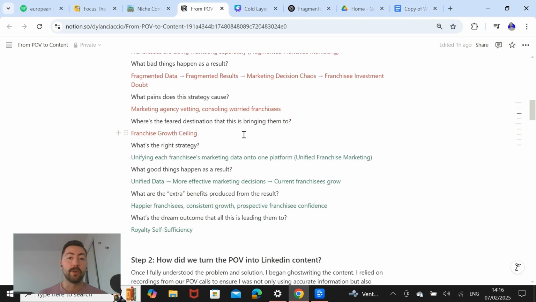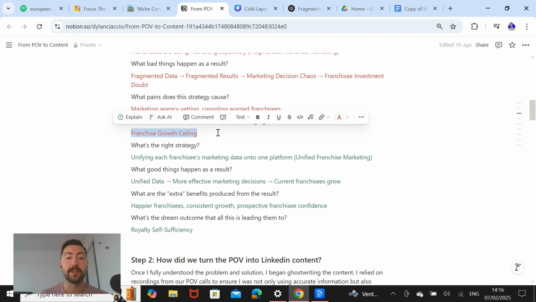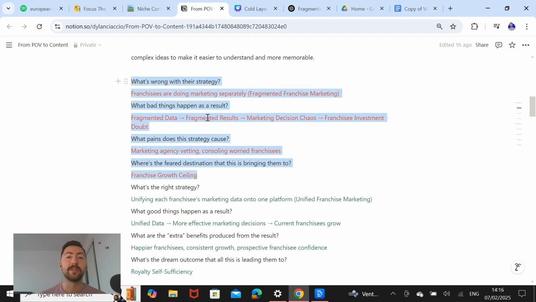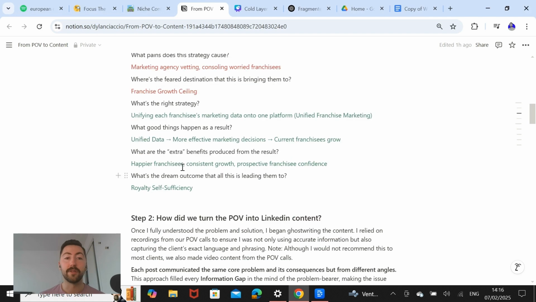And so when you put all that together, it leads them down the wrong path. And that path, that end location, is the franchise growth ceiling, because when you can't grow because of all of this, you're stuck. And so this is just the simplified version of the problem. And the simplified version of the solution is unifying each franchisee's marketing data onto one platform.